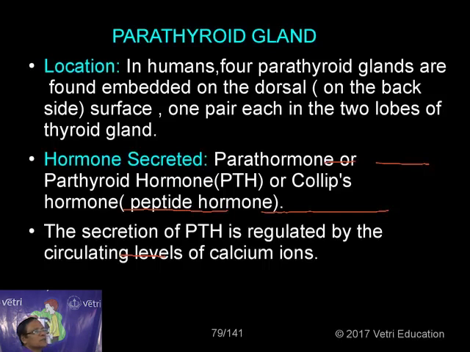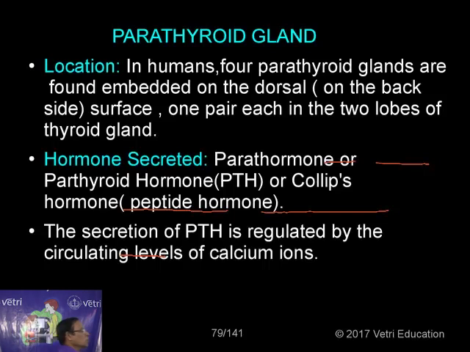The parathyroid gland secretes the hormone parathormone. In humans, there are four parathyroid glands found embedded on the posterior side of the thyroid gland. The hormone secreted is nothing but parathormone, just one hormone. But this is actually related to the active form of vitamin D.